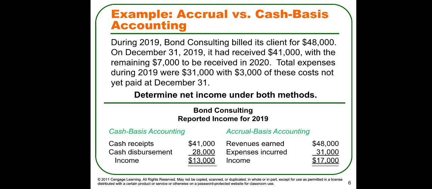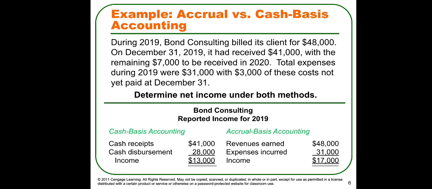Okay, and then expenses. Like I said earlier, using accrual basis accounting, expenses have to be recorded when they happen. So during the year 2019, total expenses were 31,000. Those are the things that had happened. So under accrual basis accounting, the expenses are 31,000. So what is the income? The income is $48,000 minus $31,000 equal to $17,000.